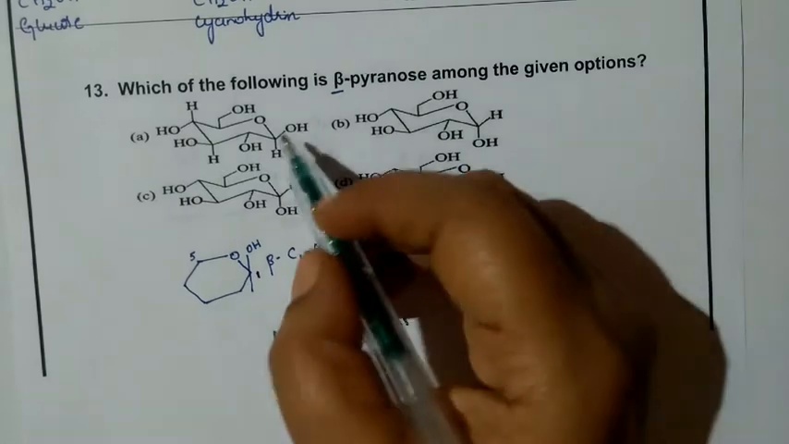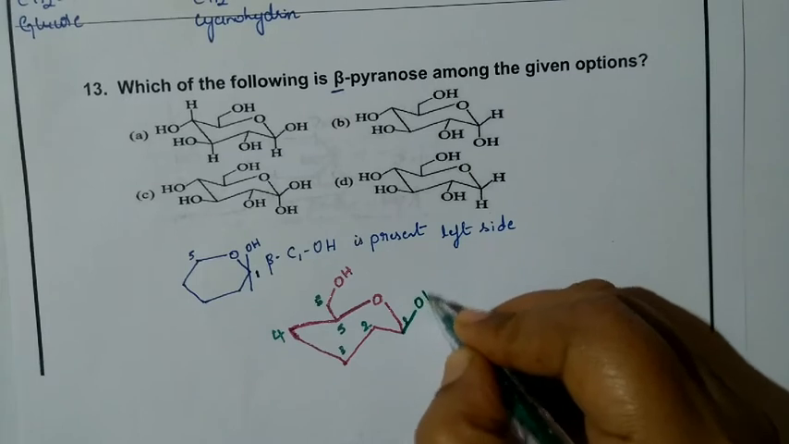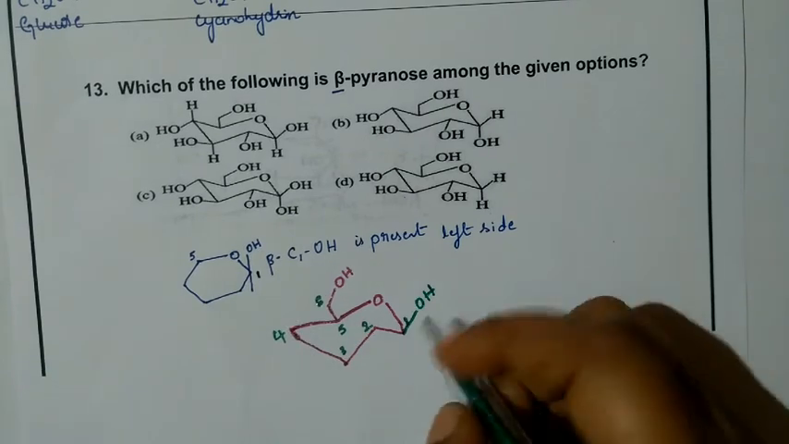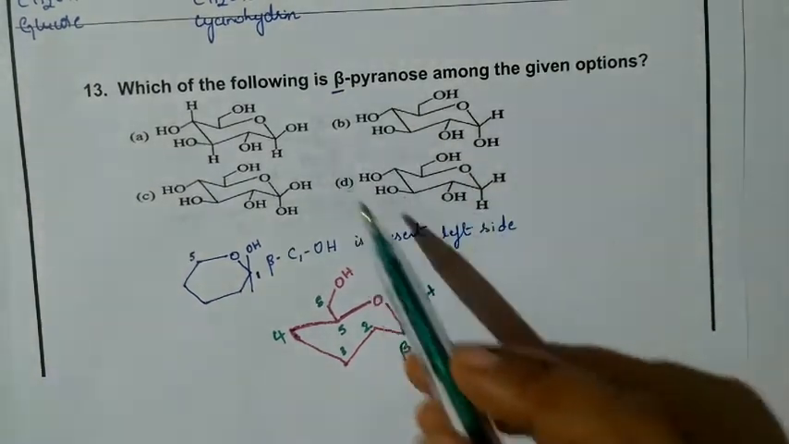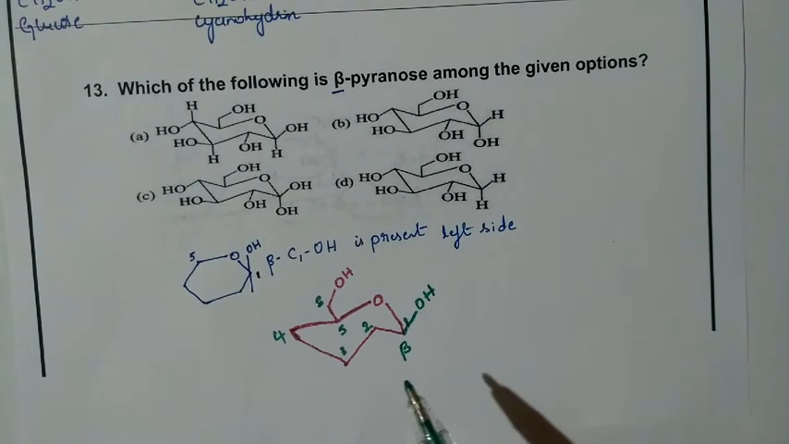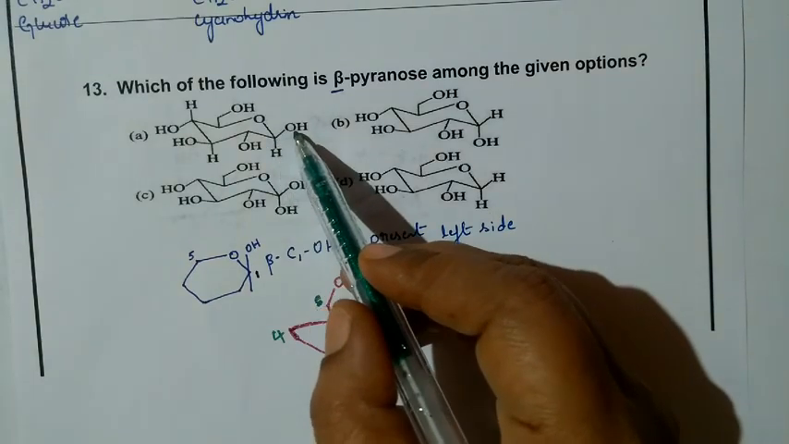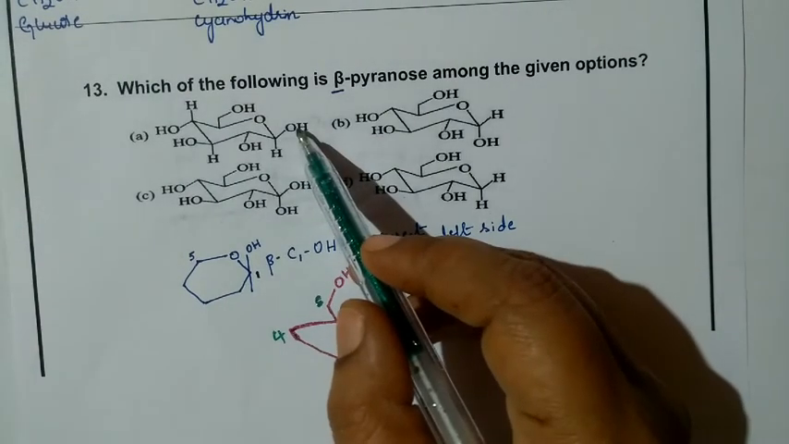Now, in this structure OH is present above, in the top position. That means this is our beta. There is no need to check the other carbons here, since it is only beta pyranose we need to identify. Checking only the first carbon is more than enough. Later, if you come across such a structure, you can check the remaining things. For the first carbon, OH is on the above side, that is the left side. So that is beta.